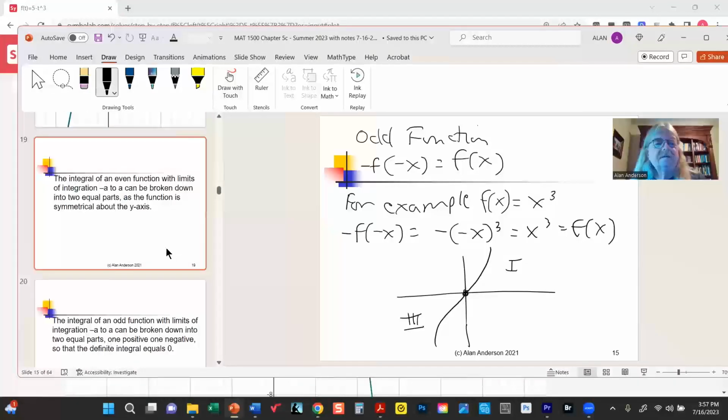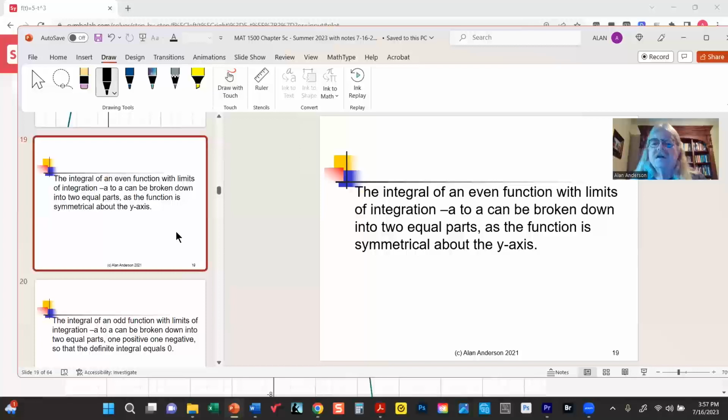All right, now, the integral of an even function whose limits of integration are from negative a to a can be broken down into two equal parts. Okay, something like this.